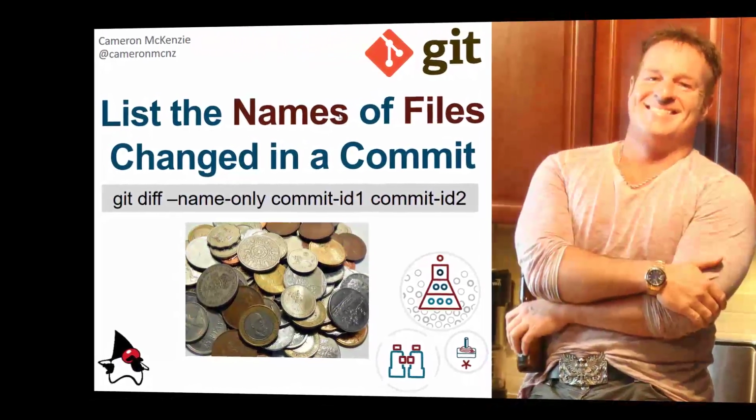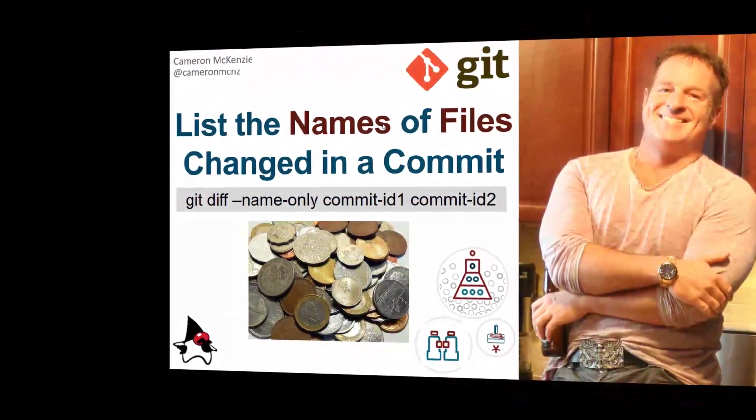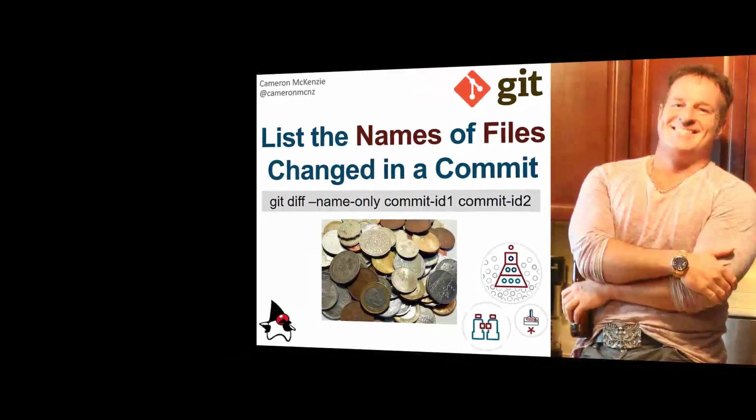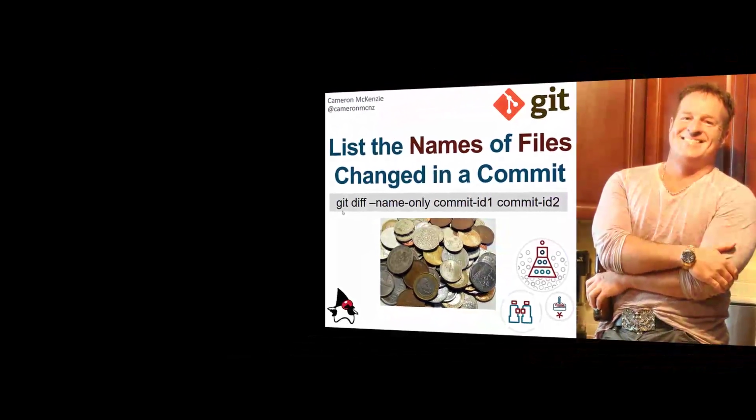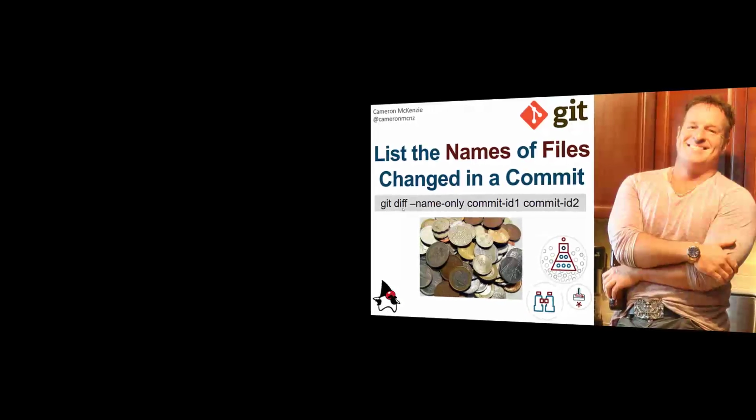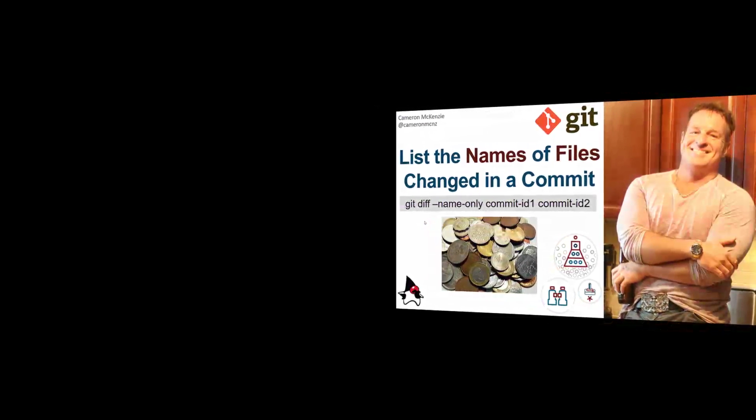I've seen a lot of people ask me, how do you list the names of the files that change between one commit and another? I'd like to show you an example of that, but there is a spoiler. It's this command here: git diff --name-only, that should be two dashes, commit ID 1, commit ID 2.